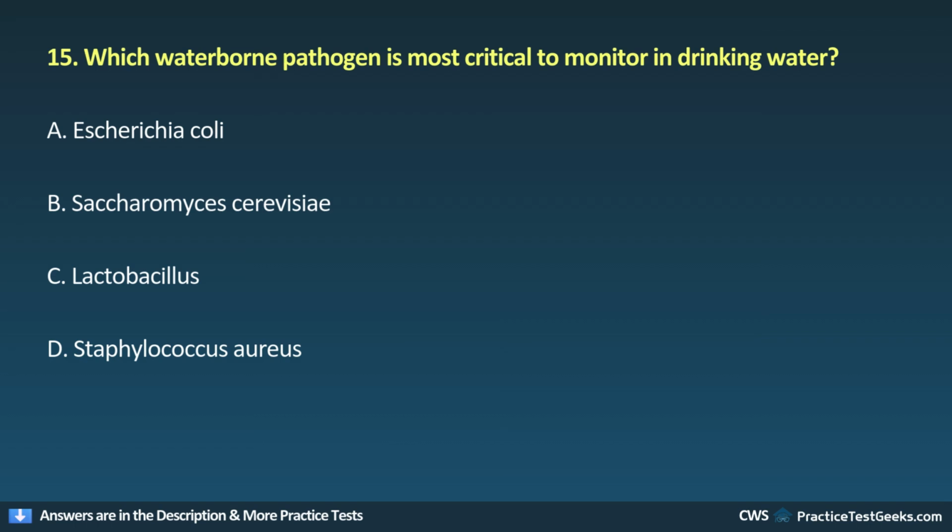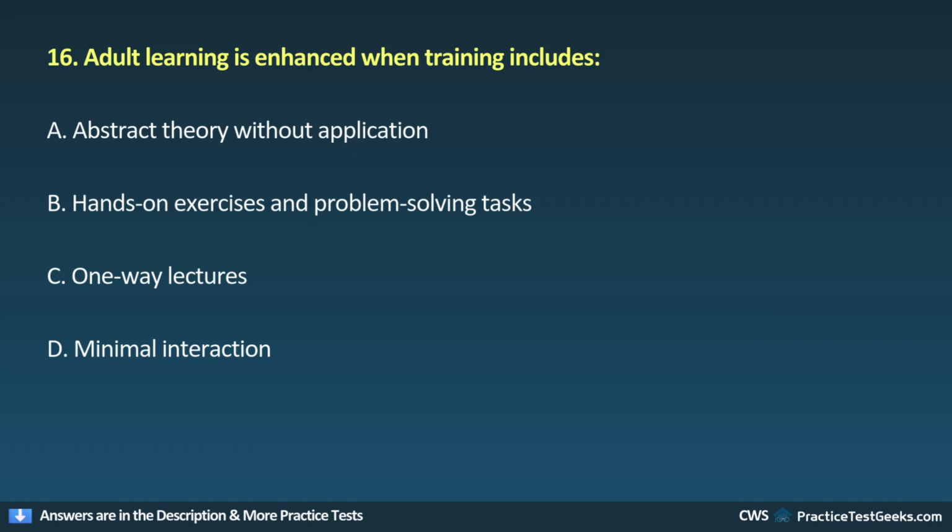15. Which waterborne pathogen is most critical to monitor in drinking water? A. Escherichia coli. B. Saccharomyces cerevisiae. C. Lactobacillus. D. Staphylococcus aureus. 16. Adult learning is enhanced when training includes A. Abstract theory without application. B. Hands-on exercises and problem-solving tasks. C. One-way lectures. D. Minimal interaction.